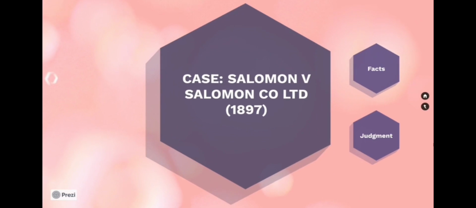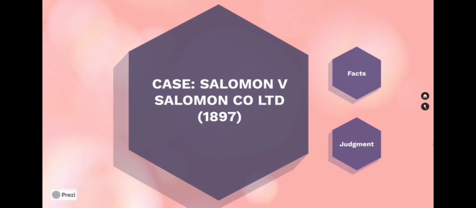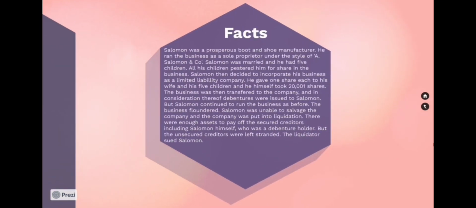I'm going to present about the case Salomon v. Salomon Co. Limited, 1897. Facts. Salomon was a prosperous boot and shoe manufacturer. He ran the business as a sole proprietor under the style of A. Salomon and Co. Salomon was married and he had 5 children. All his children pestered him for a share in the business.